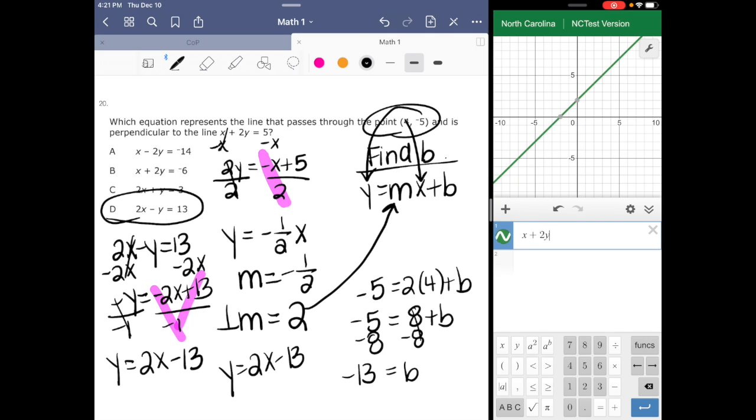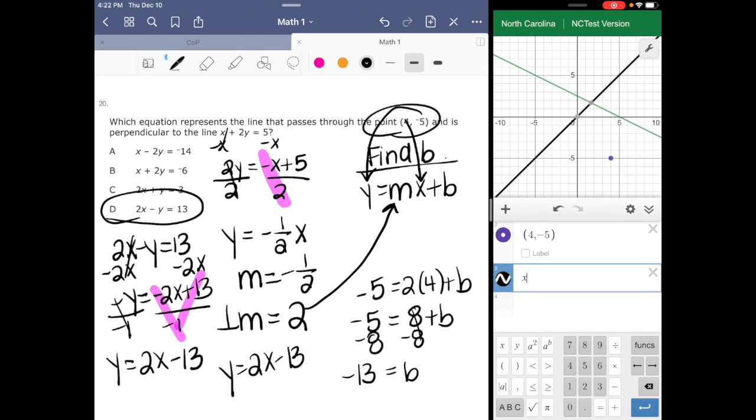Now, we could plug this into Desmos as well, just like we see it. If it's calculator active, we're going to plug in the original equation and the original point, and we're going to test our options. So we have x minus 2y equals negative 14. We can see that that doesn't go through the point. All right, and then I'm going to do x plus 2y equals negative 6. That's parallel and goes through that point, but we don't want parallel. We want perpendicular.